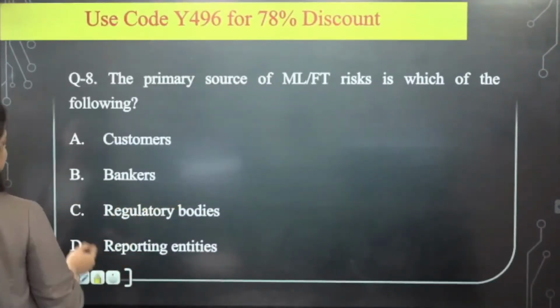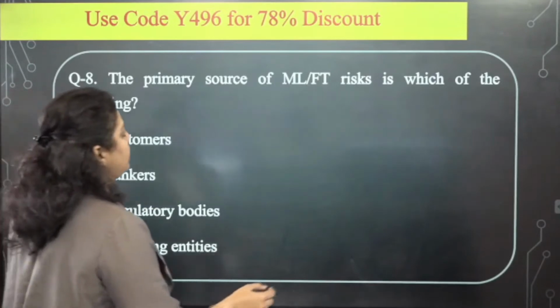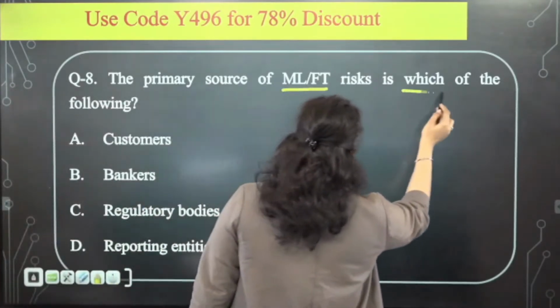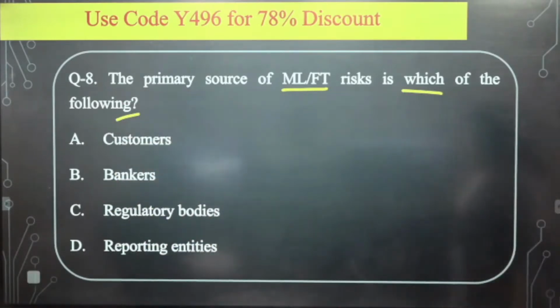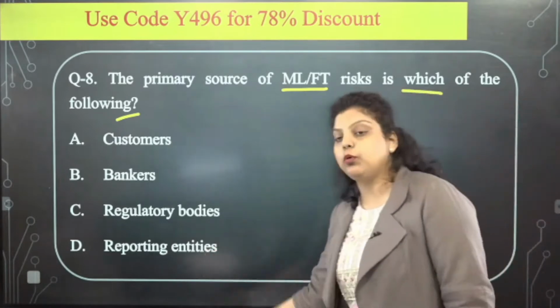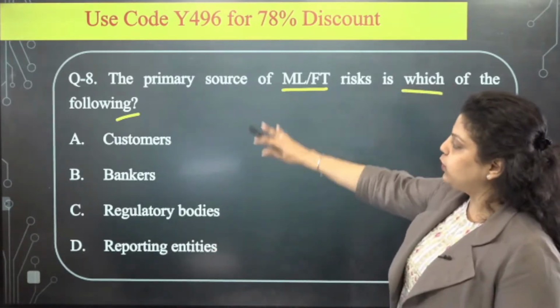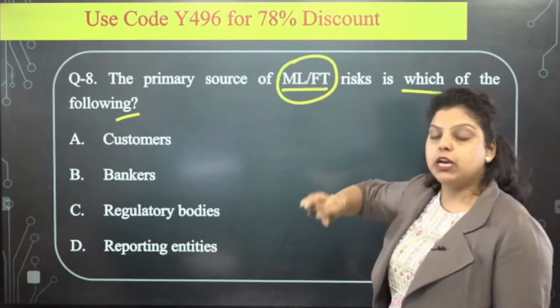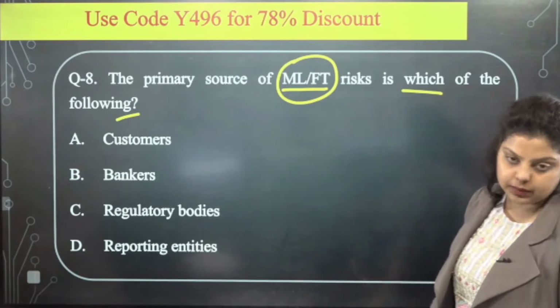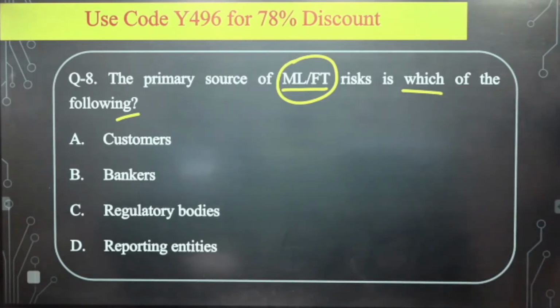8th question. The primary source of money laundering and financing of terrorism risk is which of the following? So which is the primary source by which money laundering and financing of terrorism is happening? Is it a customer? Is it a banker? Is it a regulatory body? Or is it a reporting entity? Customers, bankers, regulatory bodies, reporting entities.